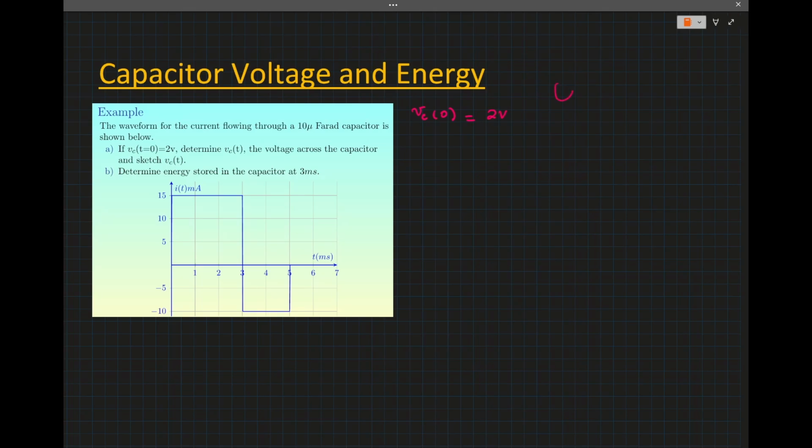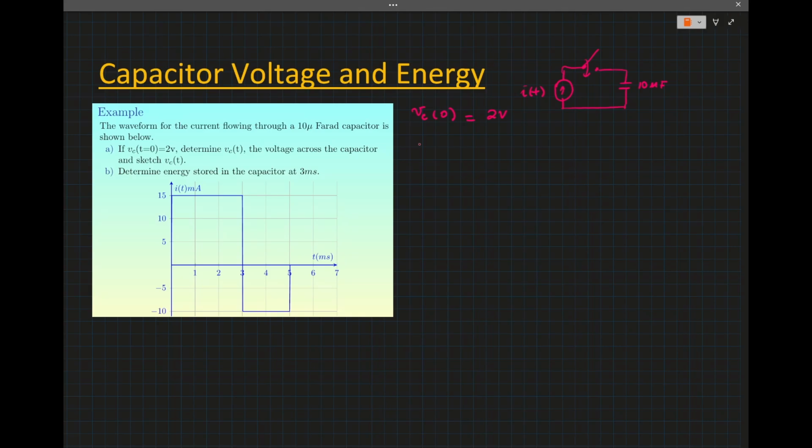Assuming that we have a current source, represented by the graph here, and there's a switch, and then we have a capacitor connected to the circuit, and at t equal to 0 we close the switch. But initially, before we close the switch, the voltage across the capacitor is 2 volts. We want to find the voltage across the capacitor as t evolves.